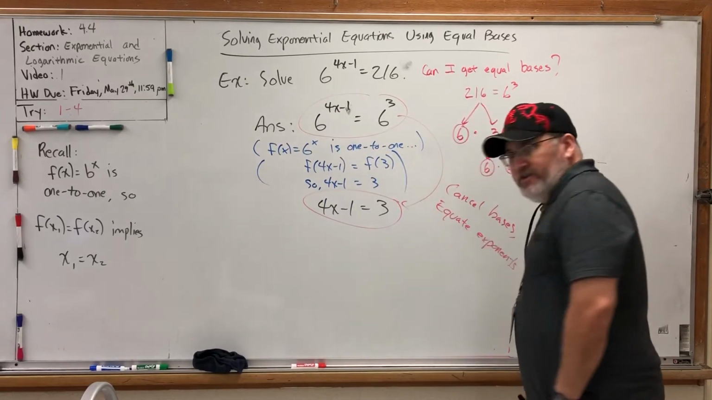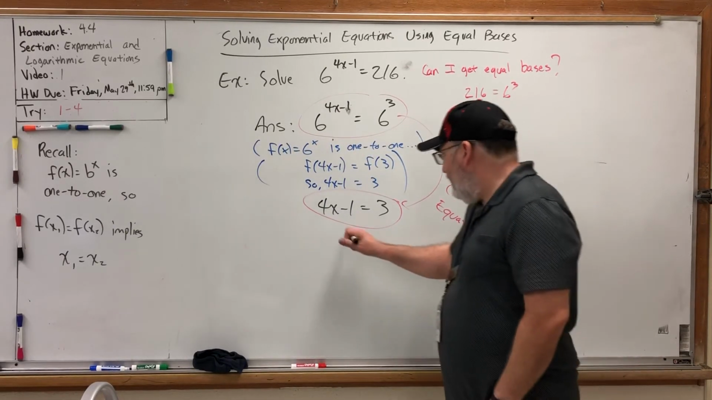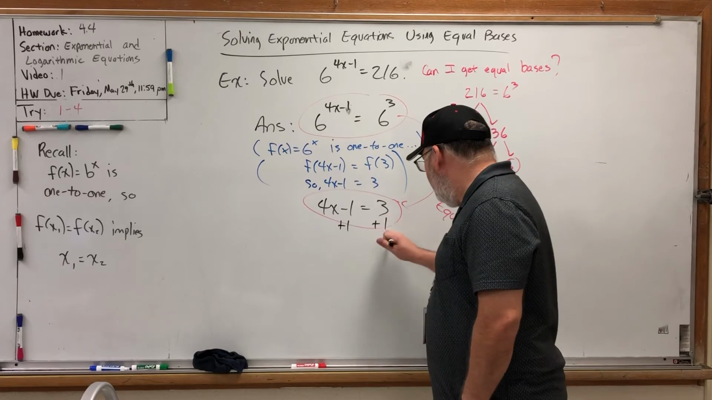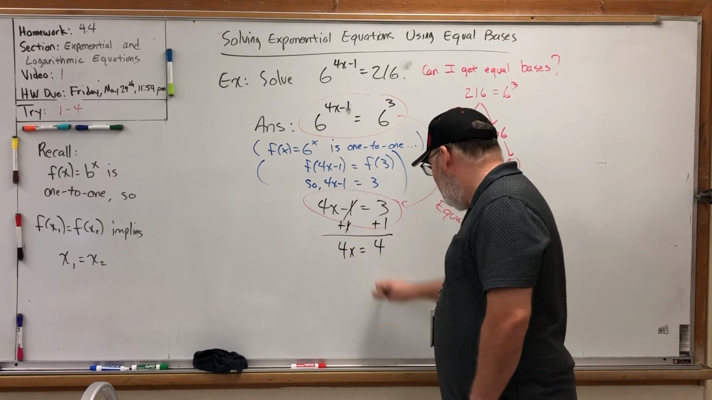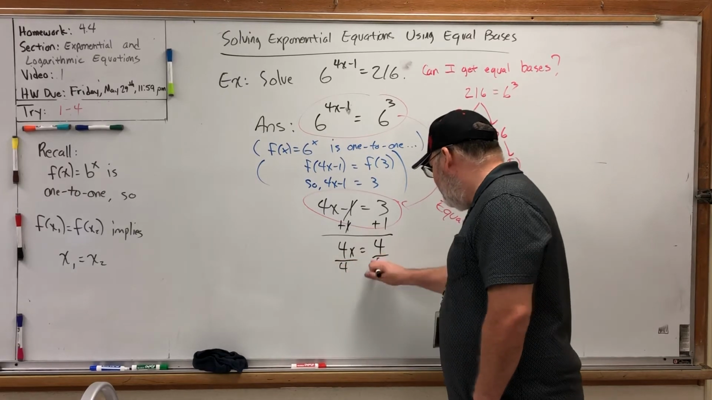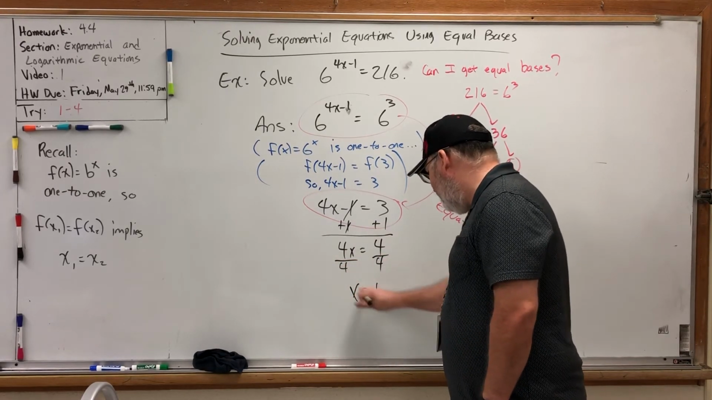Well, this is suddenly easy to finish. I have 1x and I just have to strip it down. Add 1 to both sides, we get 4x is equal to 4. Well, that's convenient, because now if I divide both sides by 4, I get x equals 1.